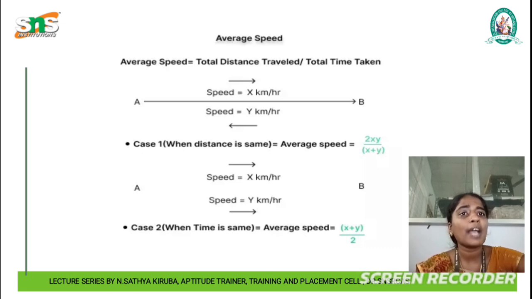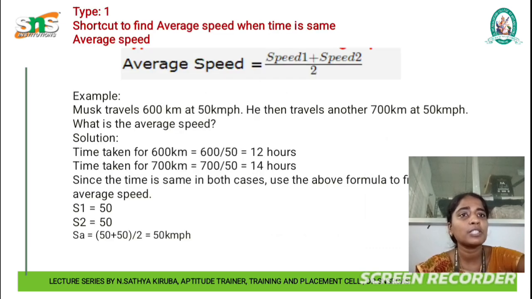Now let us see an average speed problem. A shortcut to find the average speed when the time is same, we know previously, is x plus y by 2. So 600 kilometer at 50 kilometer per hour, then he travels 700 kilometer, a different distance, but his speed is going to be the same. That is 12 hours and 14 hours. When we calculate this, the speed is common, so 50 plus 50 by 2 is equal to 50 kilometer per hour. So this is a simple shortcut.